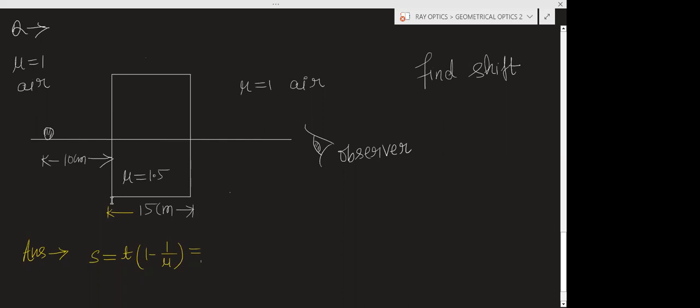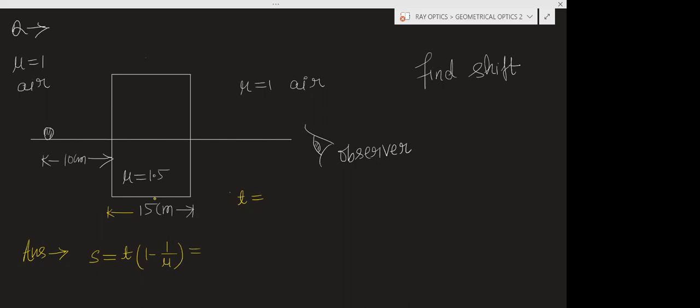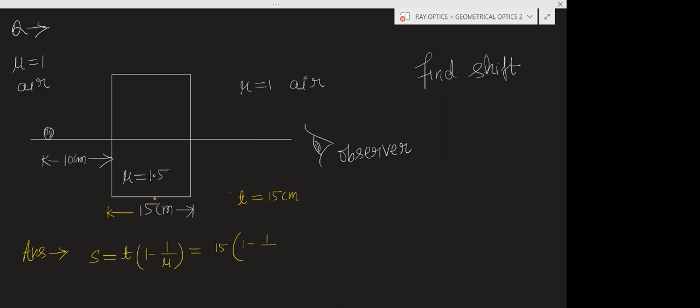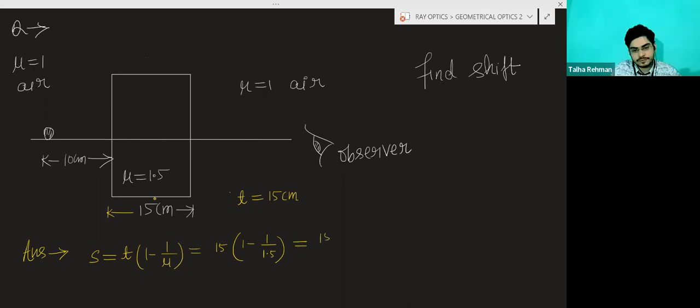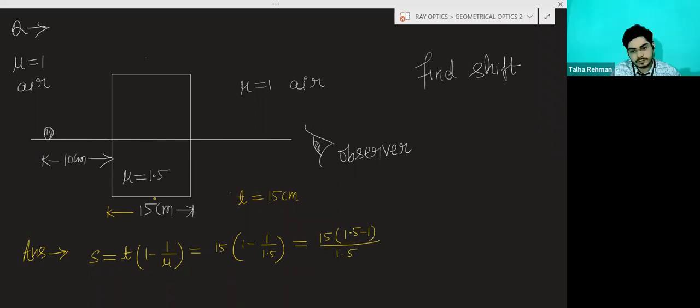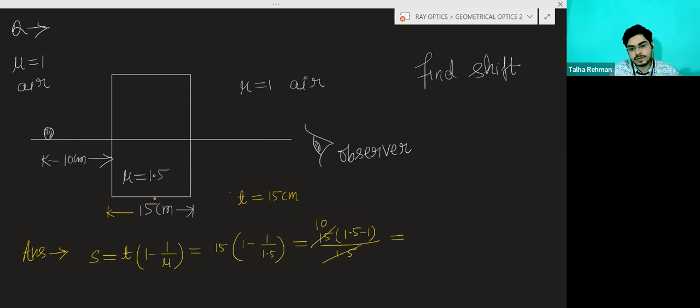The thickness of the glass slab is 15 centimeter. So the shift is 15 times (1 minus 1 by 1.5). Here you will get 15 times (1.5 minus 1) divided by 1.5, which is 0.5 over 1.5. The 1.5 will cancel out, it will be 10 and 0.5, and it will become plus 5 centimeter.